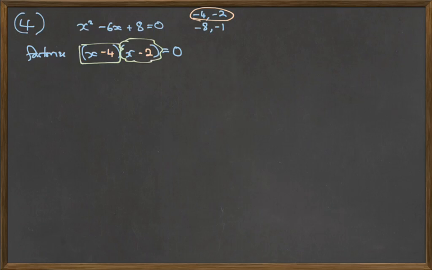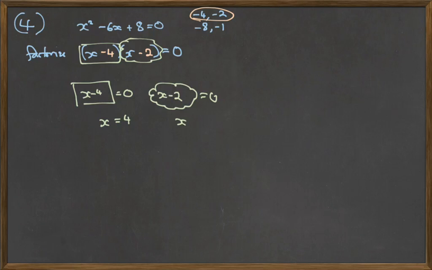Now I put this one in a box and I put this in a bubble. So from question 2 on the previous page, we know that either the box is 0 or the bubble is 0. So the box is just x minus 4 and the bubble is just x minus 2. So if the box is 0, well that just means that x is 4. And if the bubble is 0, that just means that x is 2.